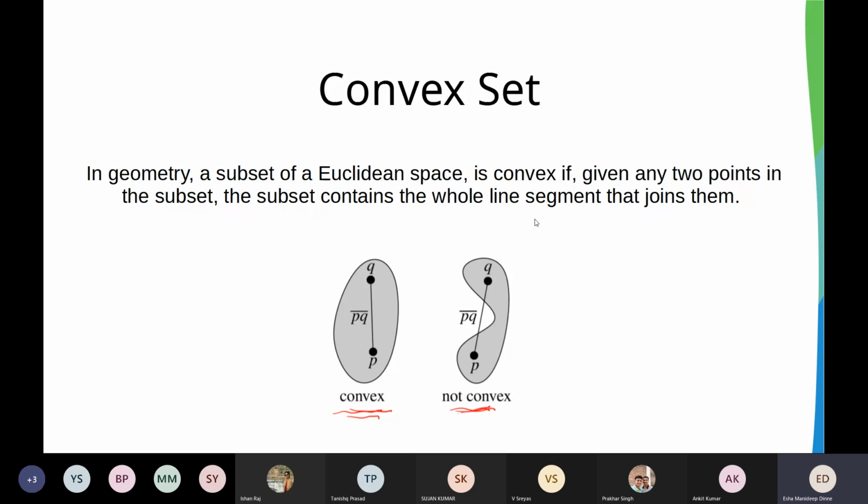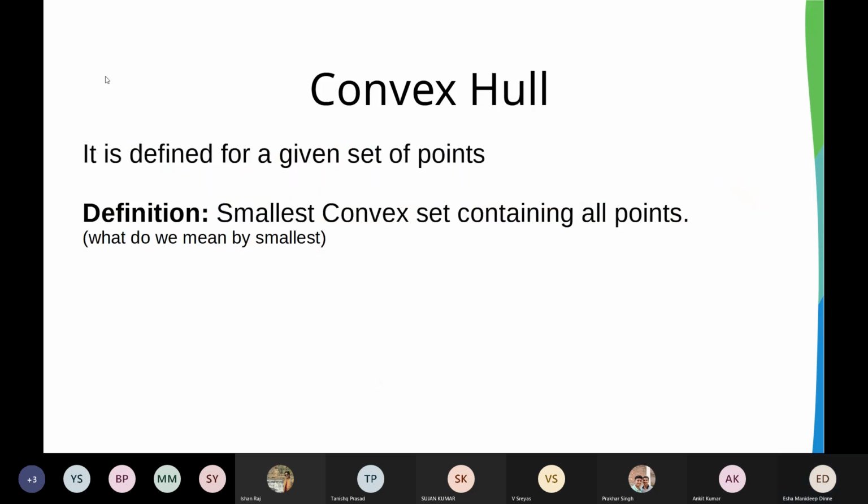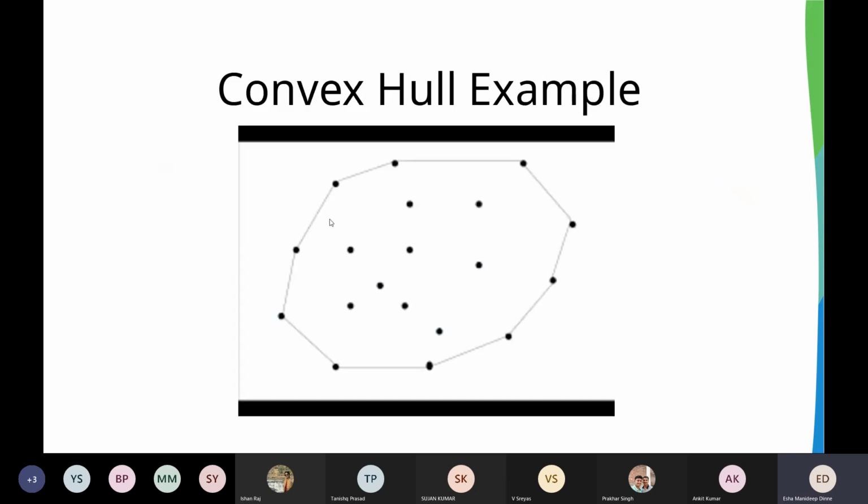Now we'll go to what a convex hull is. A convex hull is generally defined for a given set of points. Let's say you have some n points. The convex hull of that set of points is the smallest convex set that contains all the points. Let me show you an example. These are the points you have, and the convex hull of that set is a convex set. We discussed what a convex set is before.